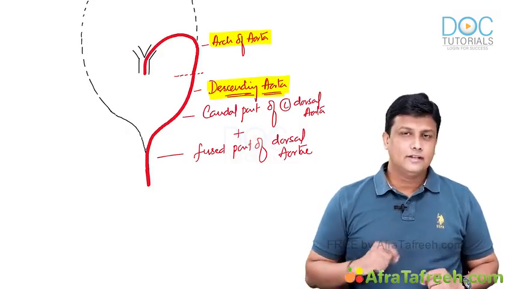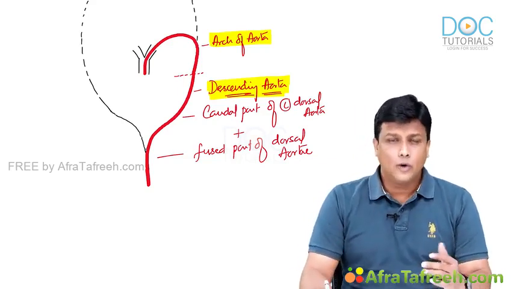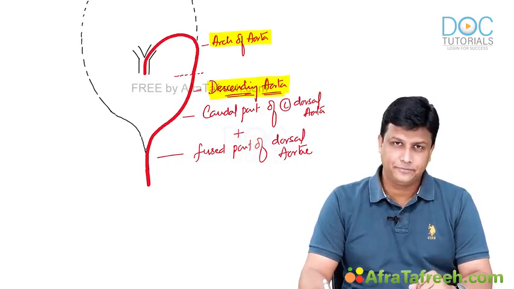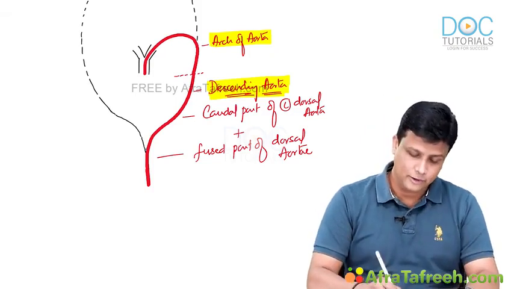Now there was a question given in the exam, which was asking about what is the reason for the formation of abnormal subclavian artery? That too the right one, abnormal right subclavian artery. First of all, let us see the normal one. Let us recall the normal one. Just now I taught you.